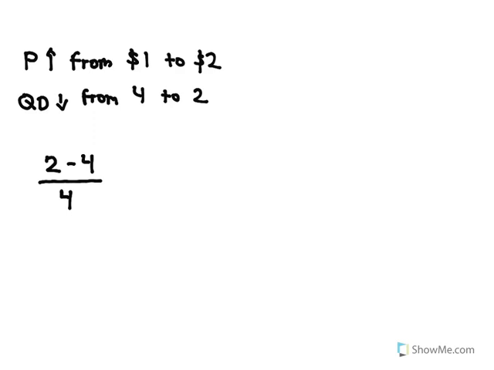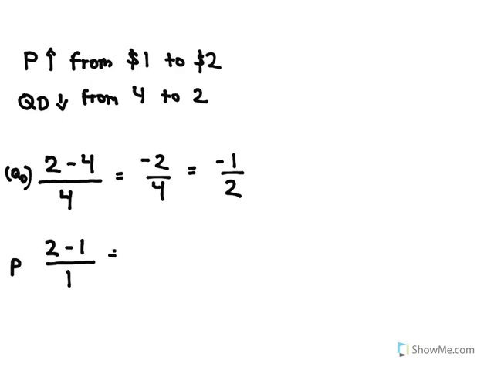Okay, so this is for quantity demanded. So I'm just going to make a note here so I remember that. And so this is equal to negative 2 over 4, which is equal to negative 1/2 simplified. Okay, so that's the quantity demanded part of this. And then the price goes on the bottom. So this is going to be new 2 minus 1 old divided by 1 old. So this is 2 over 1, or to simplify it, it's 2.